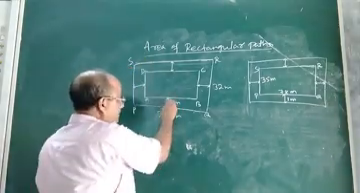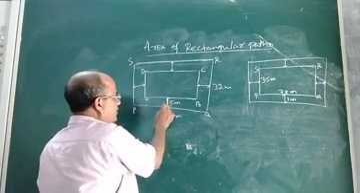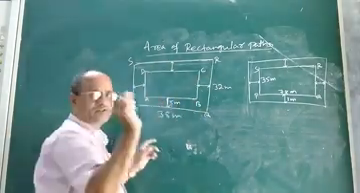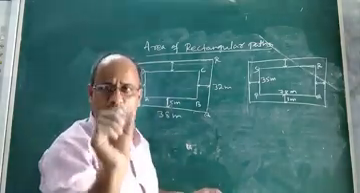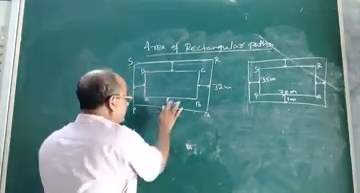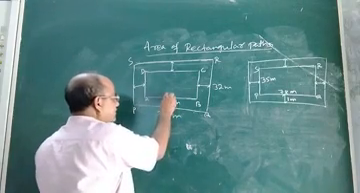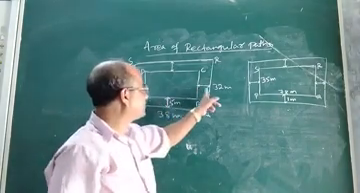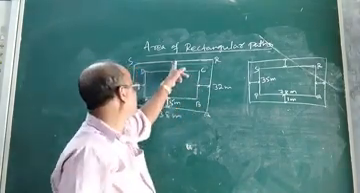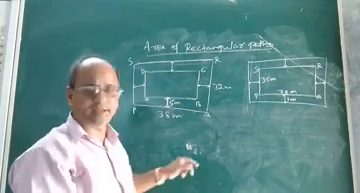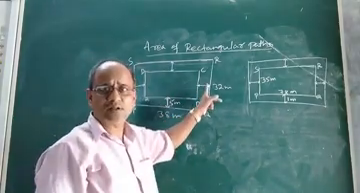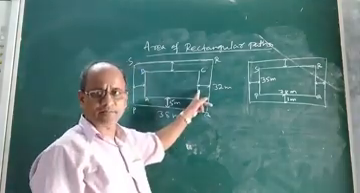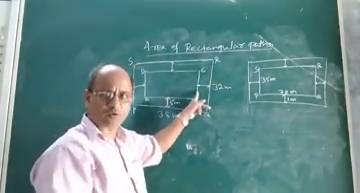Suppose there is a footpath or road inside this rectangular park PQRS. Suppose there is a footpath or a road whose width, this portion, is the width of the road, this is the width of the footpath, this is also width of the footpath. Now the point is, the footpath or the road is inside the park. It is inside the park, not outside.